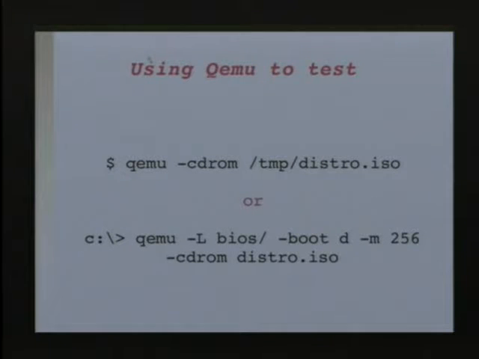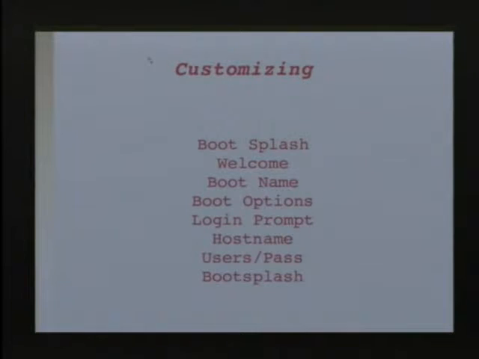QEMU, which is the processor emulator, you tell it cdrom, and then you tell it where it is, and it will test it for you. It's a little slower, but it's a lot easier than burning a CD. And there's the Windows command, because it's kind of cryptic and not documented well.